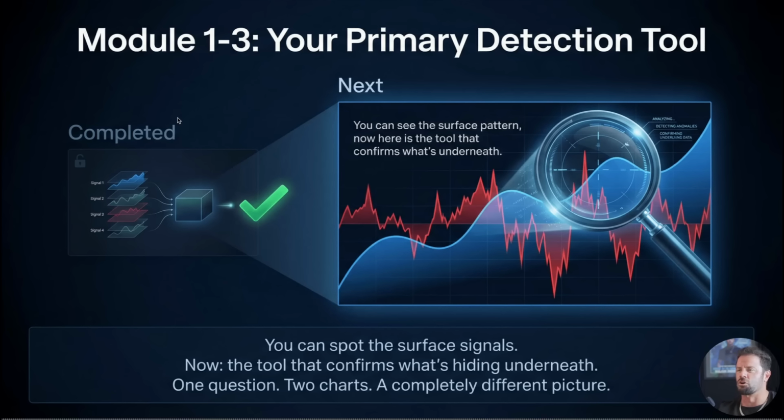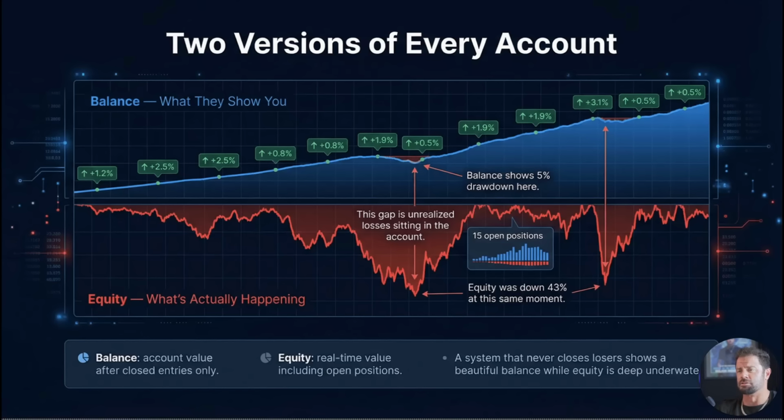And it's going to confirm what we saw on the surface. And this tool is literally our first line of defense. And that is going to be the two versions of your account. They're basically balance and equity.